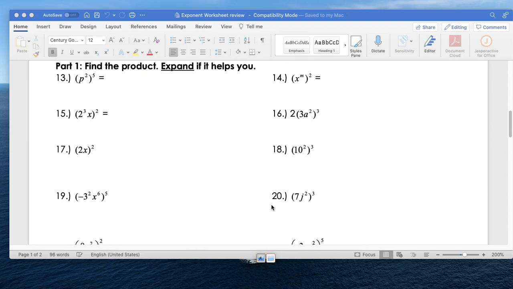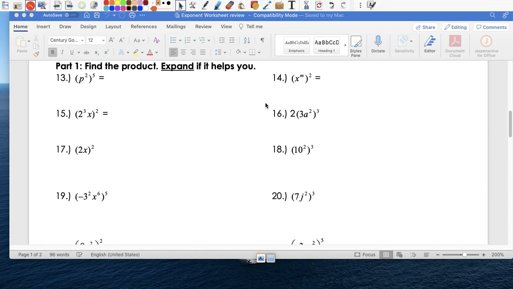Moving on, let's do 14. So this is a power to a power, right? So keep the base, and we multiply the exponents. So x, and if you multiply m times 2, you get, and let me do this in standard notation, we write the coefficient first, and x raised to the power of 2m. The coefficient always comes first.